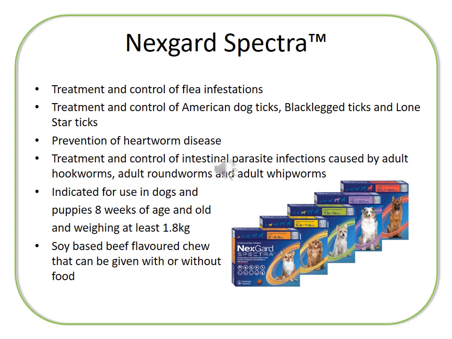NexGard Spectra is a soy-based beef-flavored chew that can be given with or without food. It provides the same prevention properties as NexGard with the addition of prevention against heartworm disease and the treatment and control of intestinal parasite infections caused by adult hookworms, adult roundworms, and adult whipworms. It is indicated for use in dogs and puppies 8 weeks of age or older and weighing at least 1.8 kilograms.